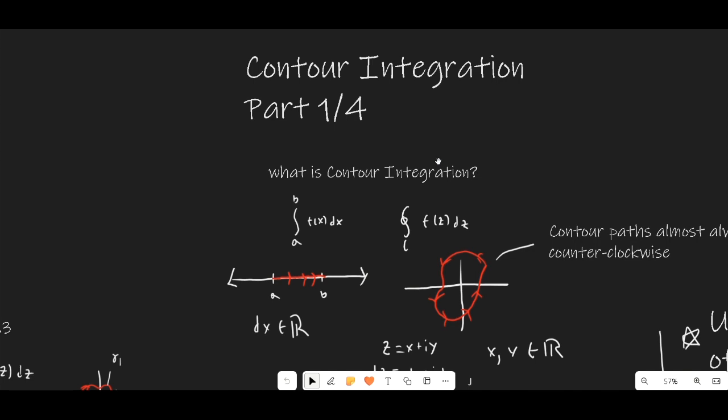In this video we are going to be starting off the integration guide series, and this is going to be part 1 of 4 for our videos on contour integration. So we're going to be covering everything about contour integration right from the very basics.